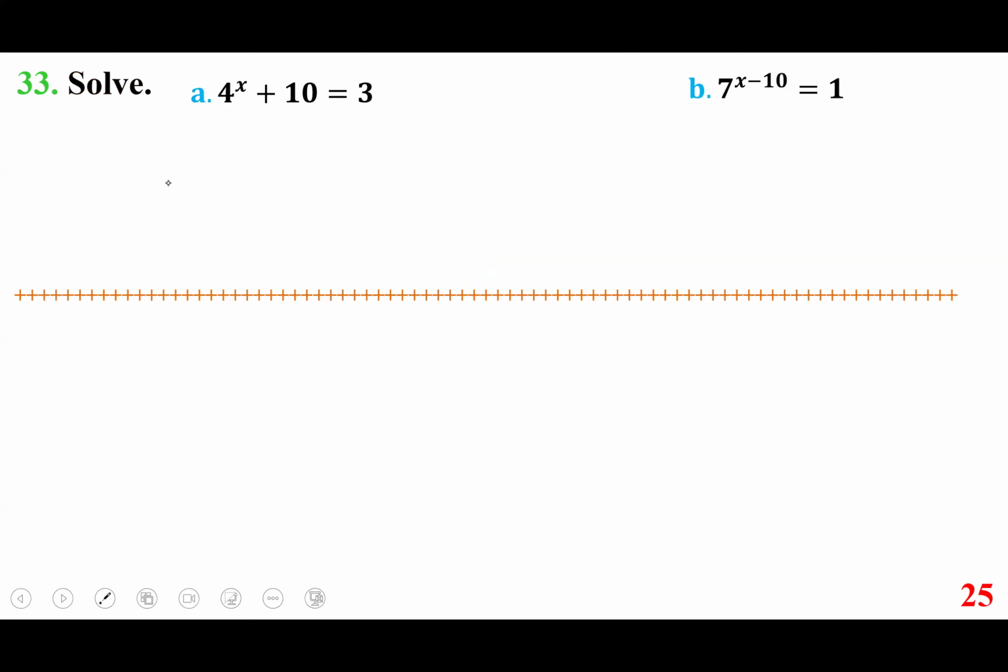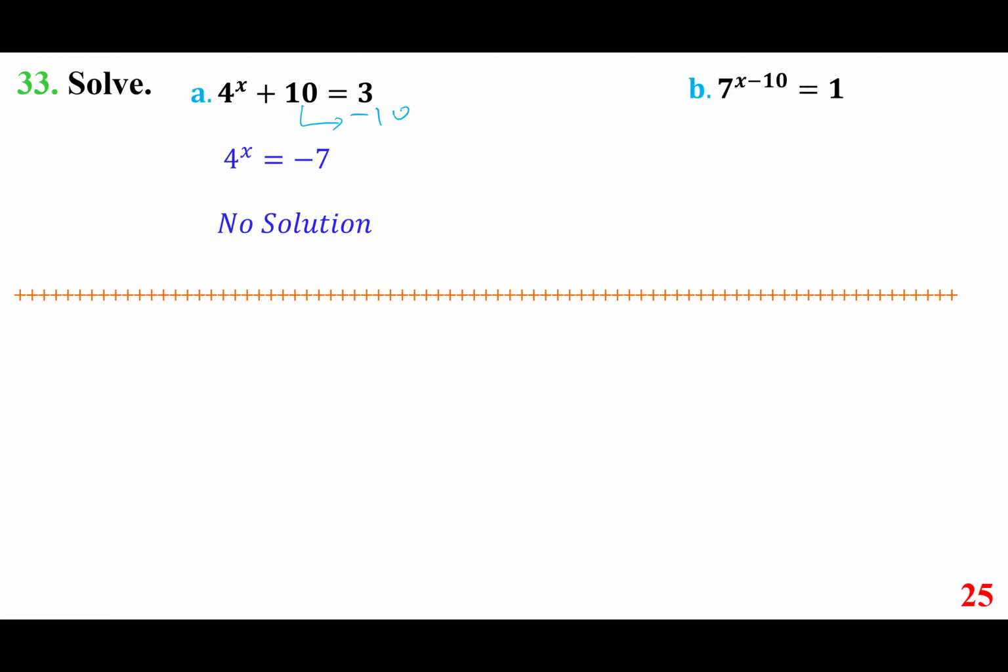We want to solve 4 to the power of x plus 10 equals 3. Move the 10 by subtracting. And 4 to the power of x equals a negative value, or even 0, has no solution because for exponential functions, the range is from 0 to infinity.